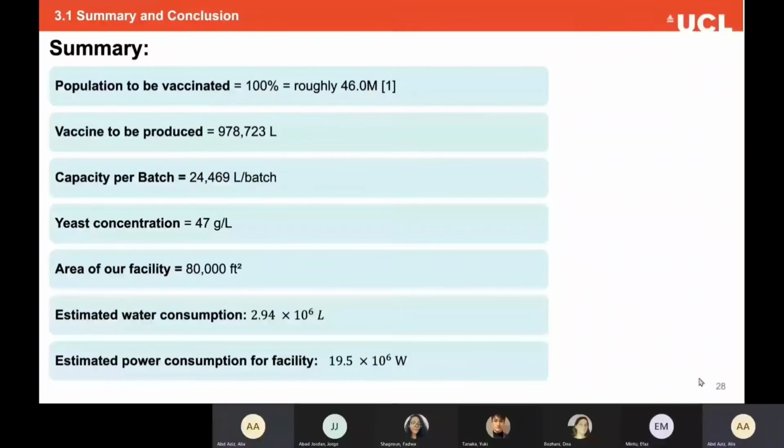To summarize, only our bioreactor capacity and the capacity per batch are changing due to the almost similar result of the yeast concentration. Everything from estimated cost and power consumption is roughly the same. Our working hours during the manufacturing of the vaccine are 8 hours a day, from Monday to Friday, and we will shut down the bioreactor for 3 months for maintenance.